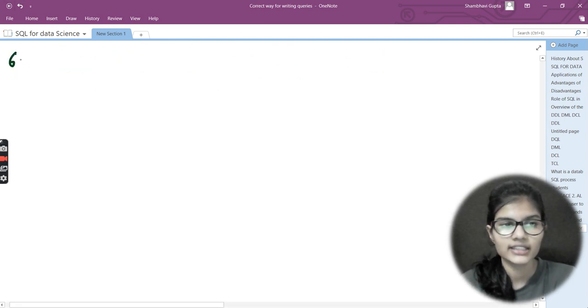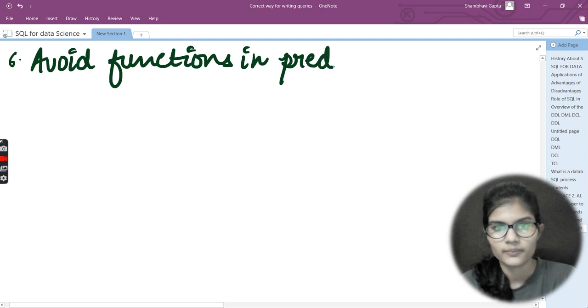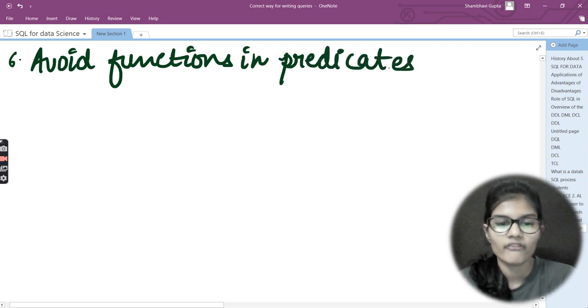So today I will be discussing further. Let's get started. So here it is: avoid functions in predicates. Okay. Functions basically, avoid the functions in the predicates.